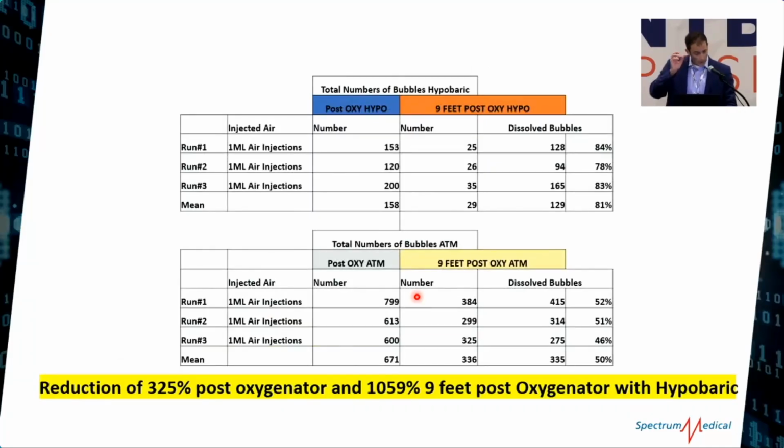So overall, just comparing post-oxy hypobaric and 9 feet post-oxy hypobaric, we see up to a 325% reduction in gaseous microemboli post-oxygenator and over 1,000% 9 feet post-oxygenator. Again, it's not just the circuit that you're creating the hypobaric state in, it's all the blood that's circulating around, and it continues to reabsorb in the patient because you're creating that state in the patient as well.